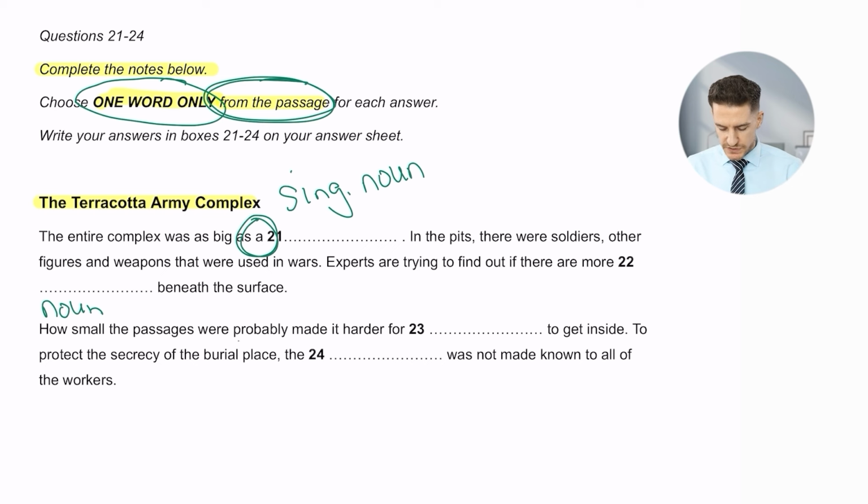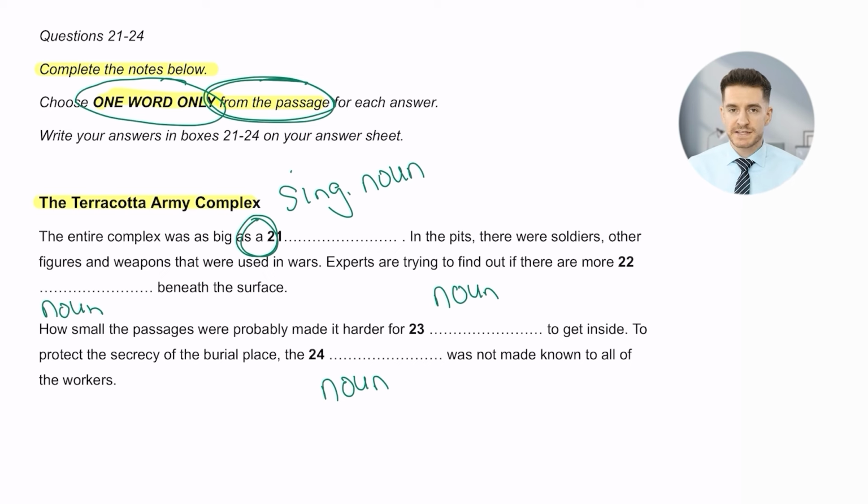How small the passages were probably made it harder for something to get inside. Well, after for, we would probably have a noun. Let's go to 24 now. It says the something was not made known. So after the, we normally have a noun as well. So it looks like with all of these questions, we're looking for a noun. So now let's go and find the actual answers.